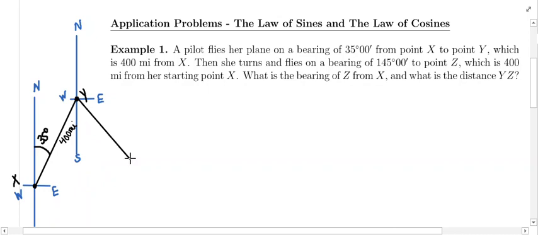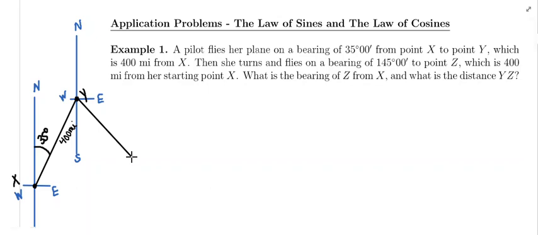Okay, so again, you're just kind of eyeballing this. So you're trying to draw in an angle of 145 degrees. Okay, so maybe about there. As far as the distance is concerned, like how long you should make this line segment, remember, we don't know the distance between Y and Z. That's actually what we're trying to find. But we do know the distance from X to Z is going to be 400 miles as well.